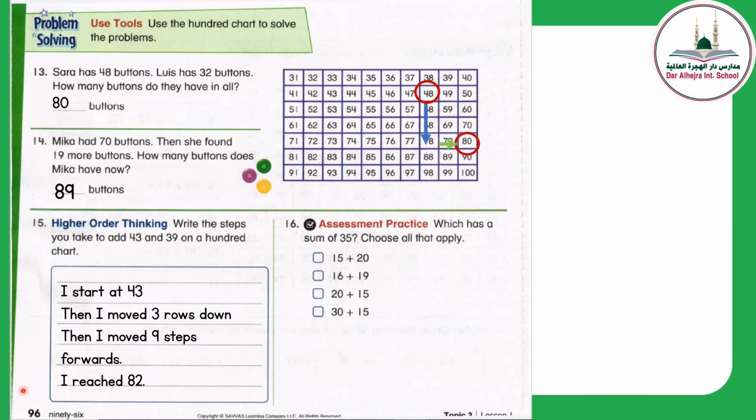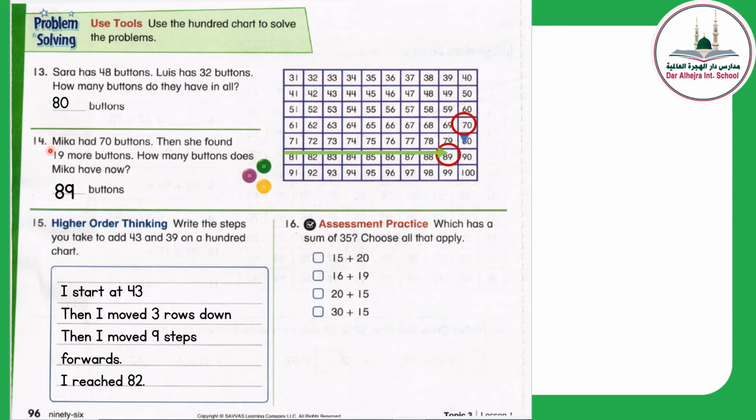Finally, we are on page number 96 and we are going to solve some problems here. Sarah has 48 buttons. Louis has 32 buttons. How many buttons do they have in all? So we can start from 48 and we need to add 32, that means 3 rows down and 2 spaces forward. Finally, we reached 80. So there are 80 buttons in all.